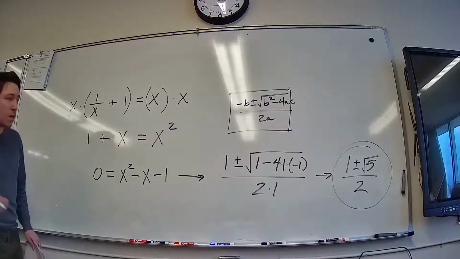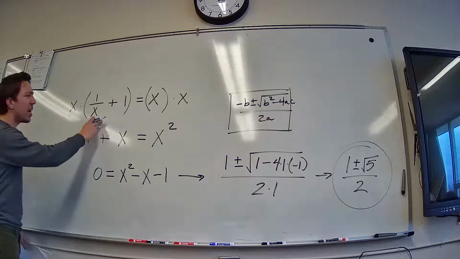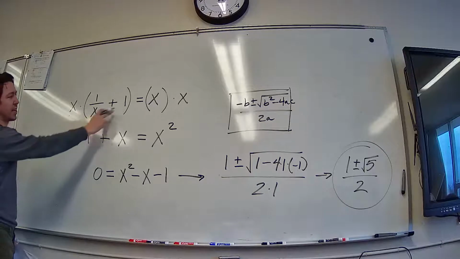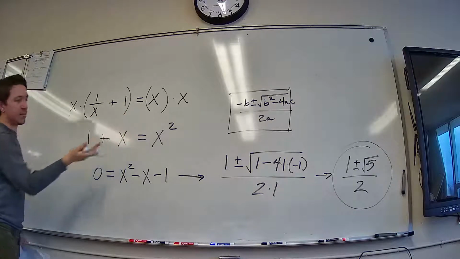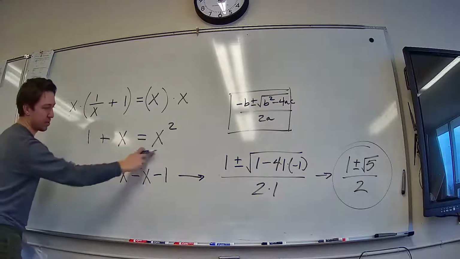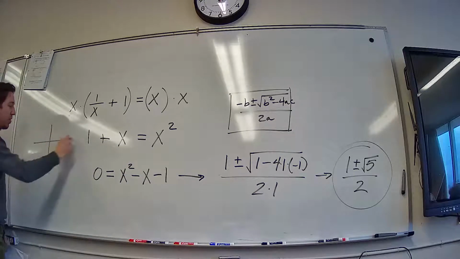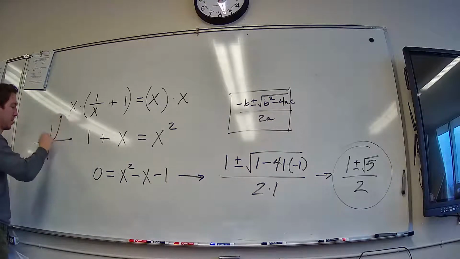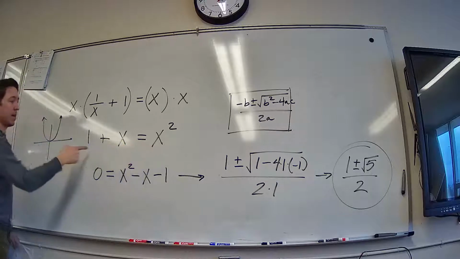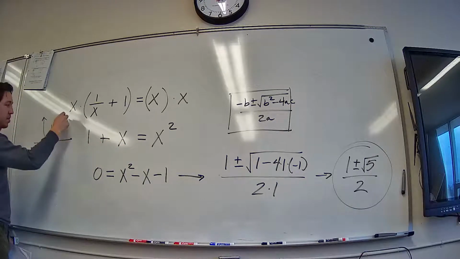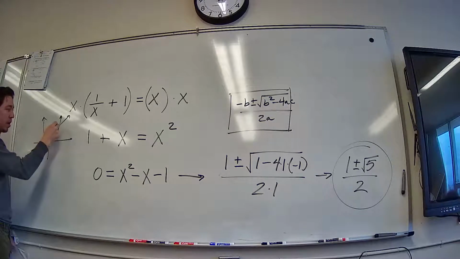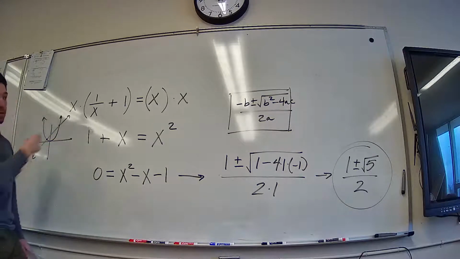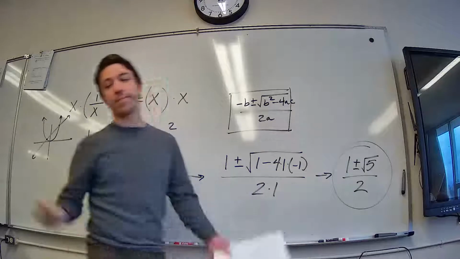The first one? You could. The first one, yeah, you could. We know how to graph 1 over x plus 1. We know how to graph x. I was thinking it might be a little bit easier to graph this because you have a parabola, you graph x squared, and what does 1 plus x look like? Like that. We can see there are 2 solutions, and we found 2 solutions algebraically.